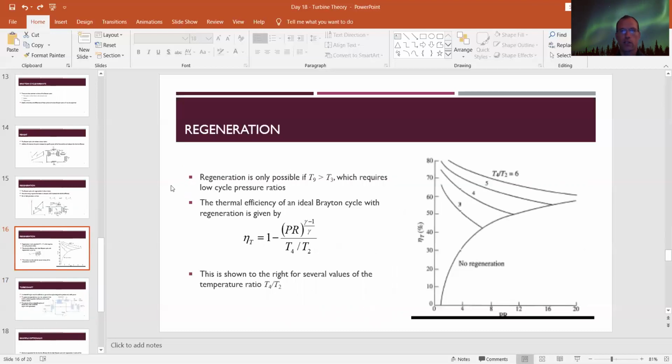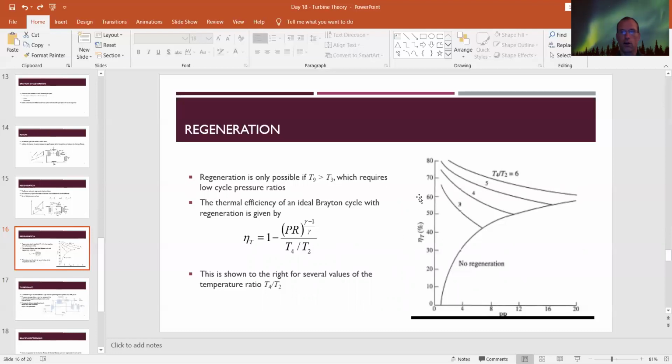The regeneration is only possible if T9 is bigger than T3. And so that's going to require a low cycle pressure ratio. So pressure ratio is plotted down here. And everything to the right of this line basically corresponds to T3 equals T9. So everything to the right of that, regeneration is not possible. Everything to the left of it, it is.